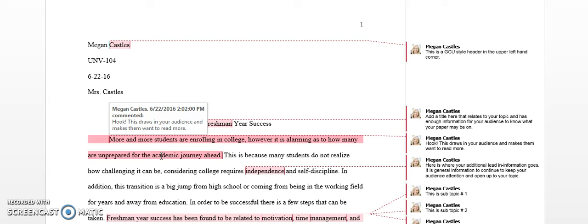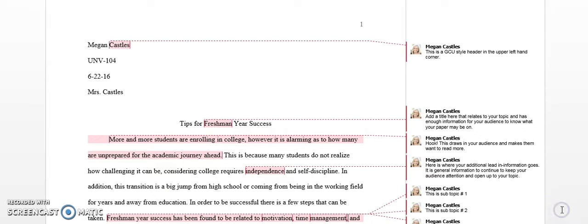Then you want to move into the additional lead-in information in your paper. So if you refer back to your outline, there was additional lead-in information that you had on your topic. This is just going to be general information that continues to unfold your topic and have your audience wanting to read more again. So for my topic, I put, this is because many students do not realize how challenging it can be, considering college requires independence and self-discipline. In addition, this transition is a big jump from high school or coming from being in the working field for years and away from education. In order to be successful, there are few steps that can be taken.